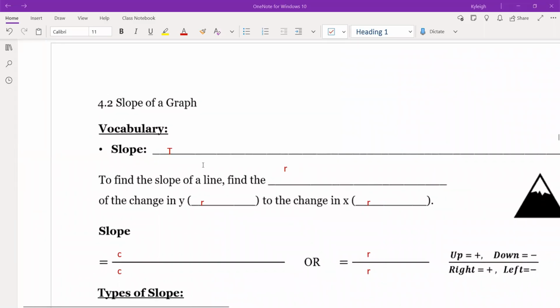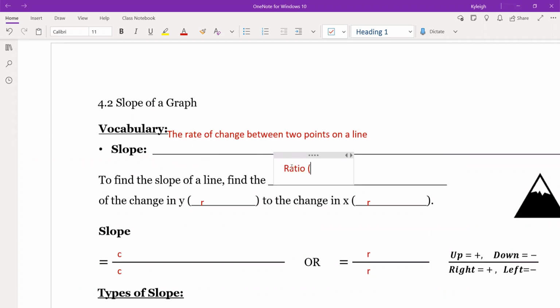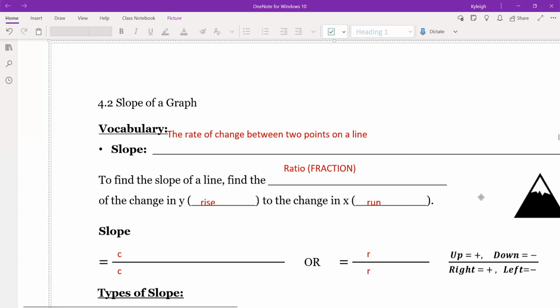Right, so we are going to talk about the slope of a graph. So let's first define what slope is. Slope is the rate of change between 2 points on a line. To find the slope of a line, we find the ratio, aka a fraction, of the change in the y, which we will say is the rise, and compare it to the change in the x, which is the same thing as run.